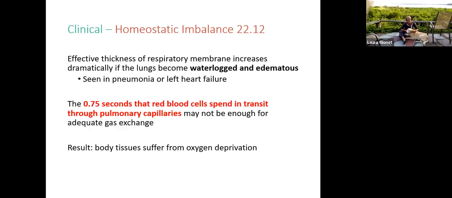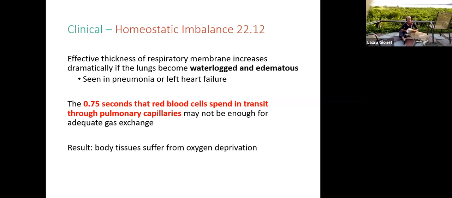Okay. Another homeostatic imbalance is what I just mentioned earlier. The effective thickness of the respiratory membrane increases dramatically if the lungs become waterlogged or edematous. We've seen this in pulmonary edema, pneumonia, or left heart failure. So what happens if the left ventricle does not contract? The blood backs up, and that's why you have to know the direction of blood flow through the heart.